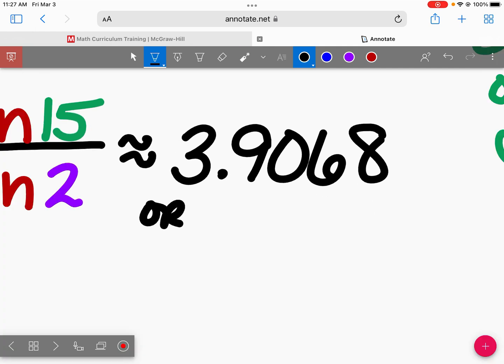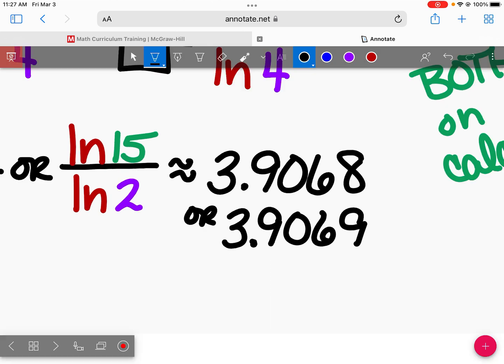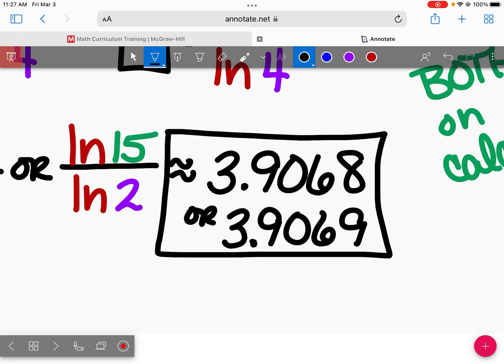3.9068, or you could round it to 3.9069. Why did I use the squiggly there instead of an equal sign? It's not exact, it's not precise. We had to round it. If you use an equal sign instead of a squiggly, will I take off points? No. I'm going to use the squiggly, though, whenever we're rounding.